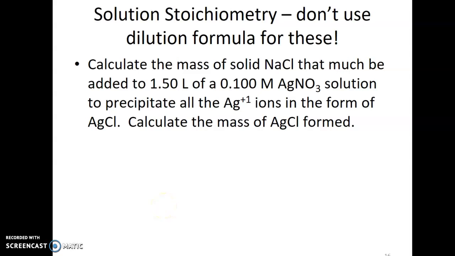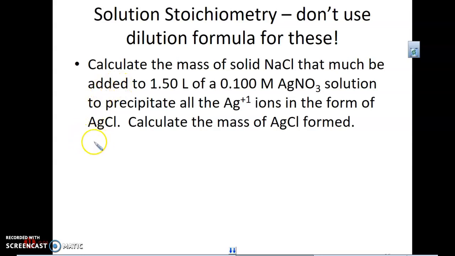Okay, with solution stoichiometry, it's pretty much like the stoichiometry we've been doing all year. It is important not to use the dilution formula for these, M1V1 equals M2V2. If you're looking for a molarity or a volume and it's all 1-to-1 to 1-to-1 on the reaction, it does work. So I guess in that case you could, but generally you're not going to have a 1-to-1 to 1-to-1, so don't use that. Don't rely on that formula.